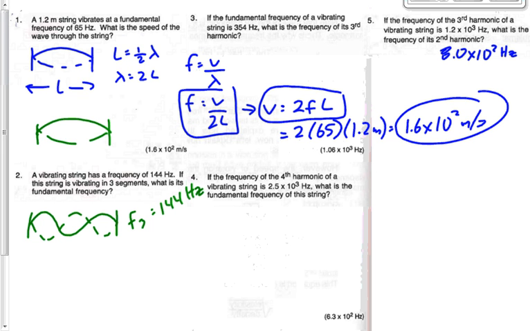You want to find the fundamental frequency? What do you got to do? If we know that F3 is 3 times F1, then F1 is 1/3 times F3. It's a third of 144. Make sense? What does that work out to be? 48, is it? Okay, 48 hertz. How many people got that?